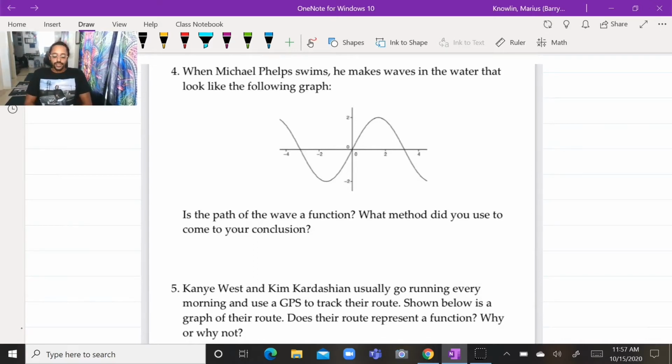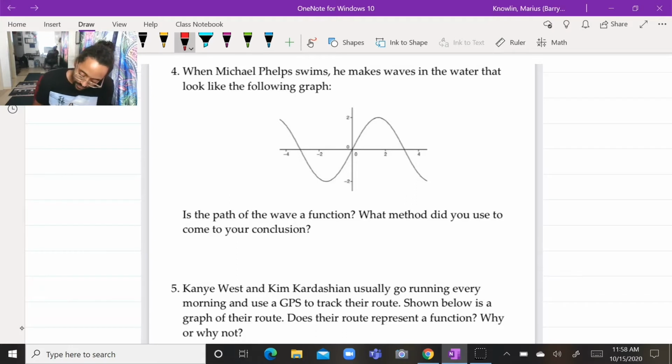Number 4 reads, when Michael Phelps swims, he makes waves. He makes waves in the water that look like the following graph. Is the path of the wave a function? What method do you use to come to your conclusion?